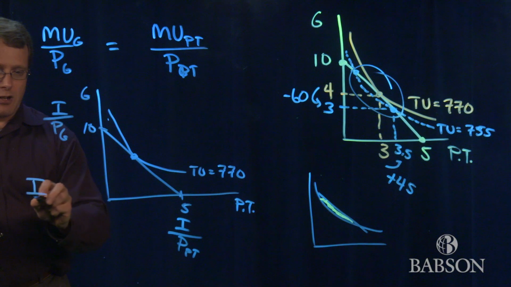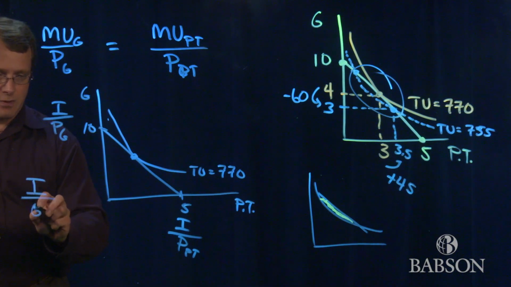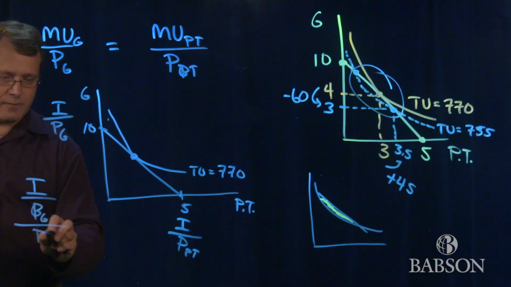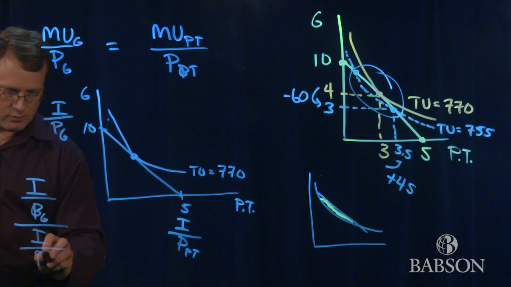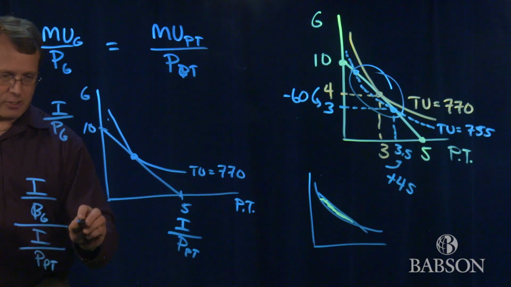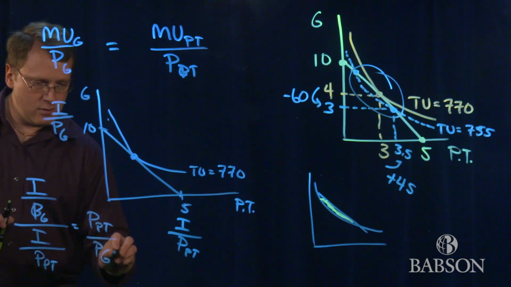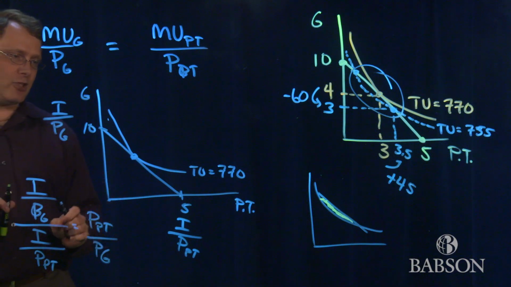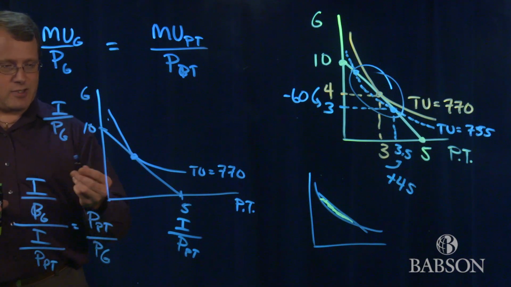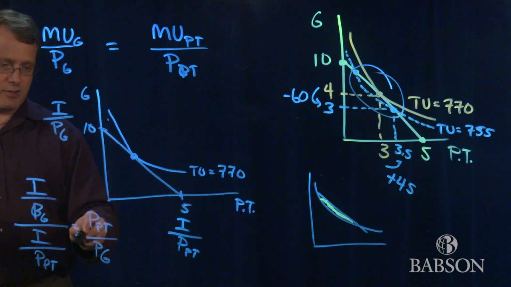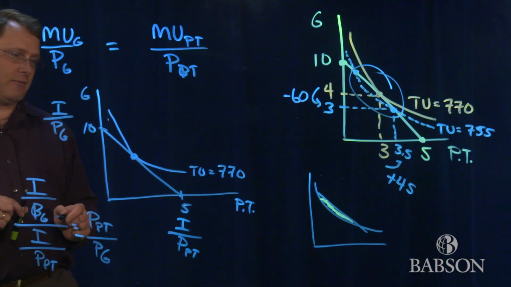And so all that is the amount of granola all over the amount of a Pop-Tart. And this gives us basically the ratio of the prices. And of course, this is downward sloping because I have to give up granola to gain Pop-Tarts. So this whole thing is negative.